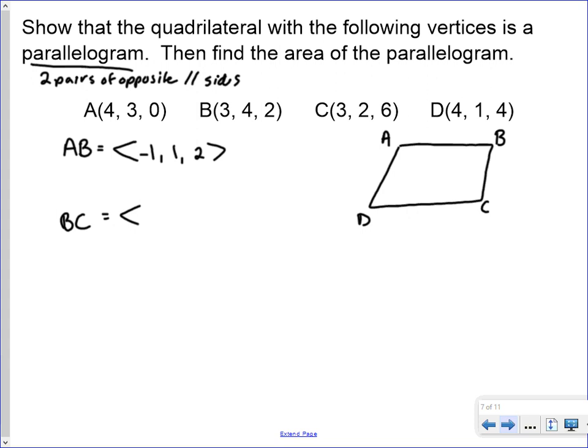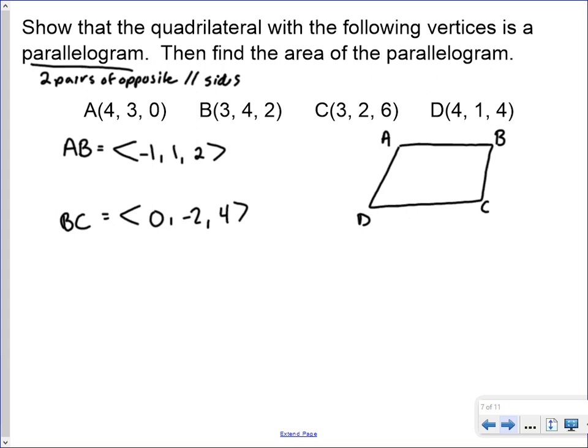I'm going to do terminal minus initial. So 3 minus 3 is 0. 2 minus 4 is negative 2. And 6 minus 2 is 4. So those are two adjacent sides.